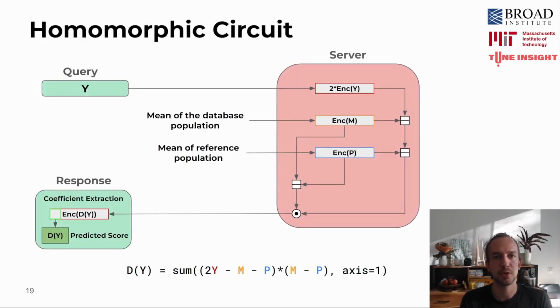Here is a schematic representation of this homomorphic circuit for a single query. We start with the query vector y, which is encrypted and sent to the server. We assume that the server has pre-computed the mean of its database population and the mean of the reference population, which is a step that can involve or not the client. The server performs the homomorphic operations, which translate to the equation at the bottom of the slide, and sends the result back to the client for decryption. You might see that the inner sum is still missing, and this is what we are going to talk about now.